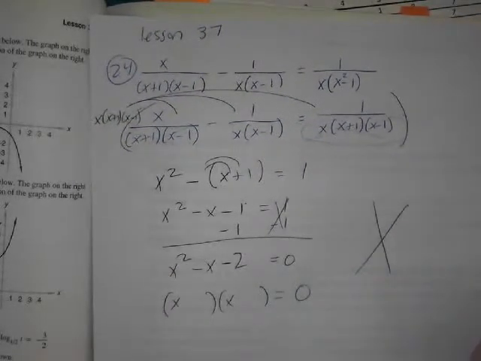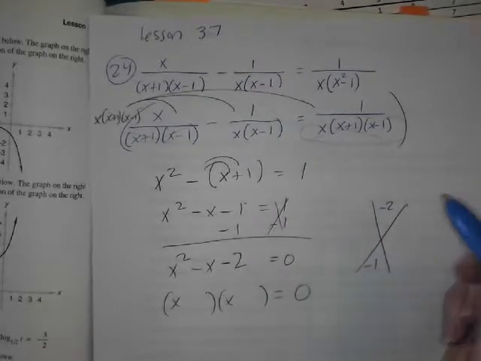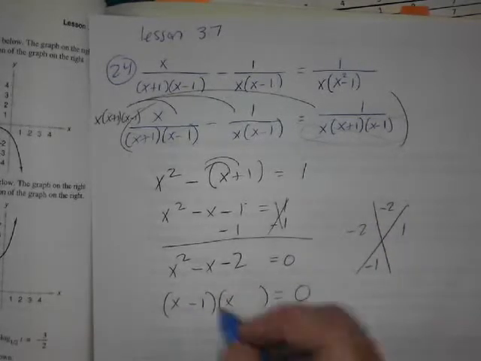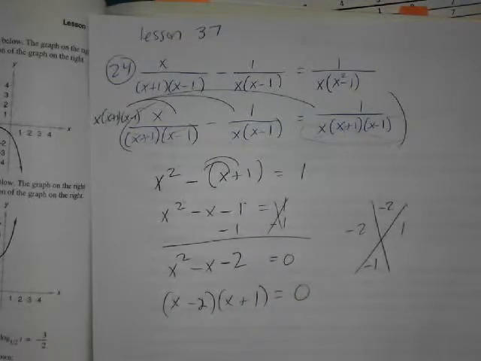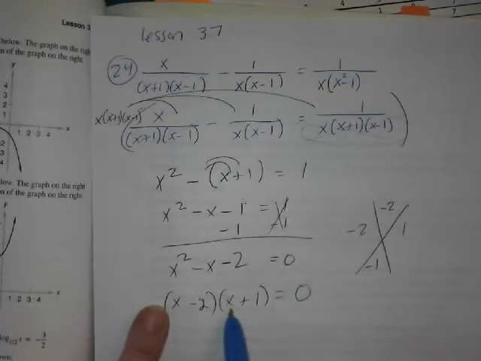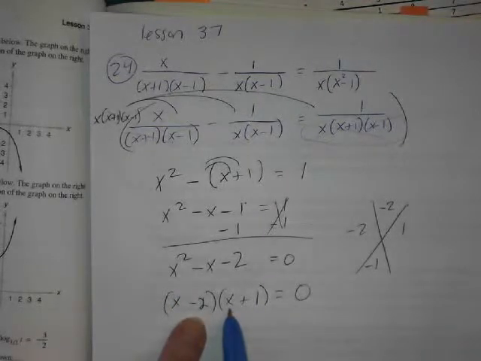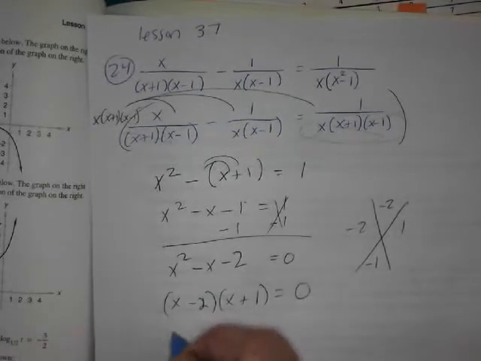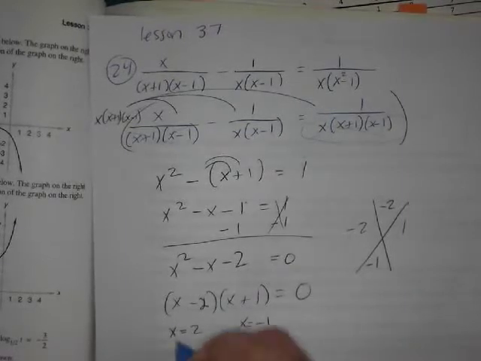I like to go, I want it to multiply to make negative 2 and add to make negative 1. Negative 2 times 1. Negative 2 and 1, and 1. Okay, does that really work? Let's see, x times x is x squared, x, that would be positive 1, that would be negative 2, and that would be negative. Okay, it looks good. So that gives me as a solution x equals 2 and x equals negative 1.